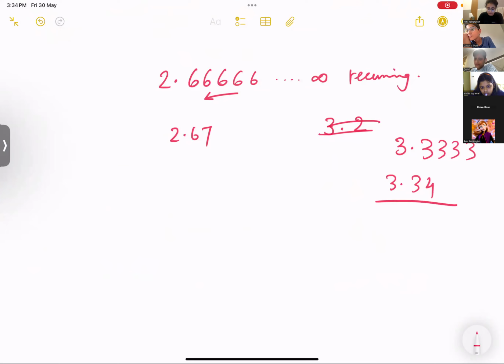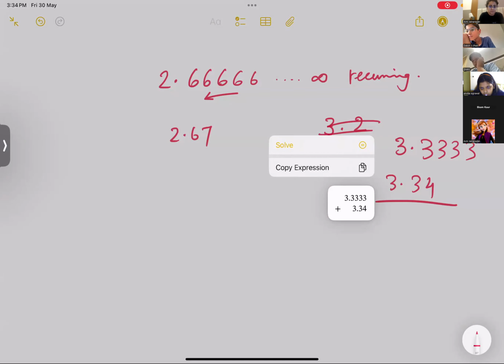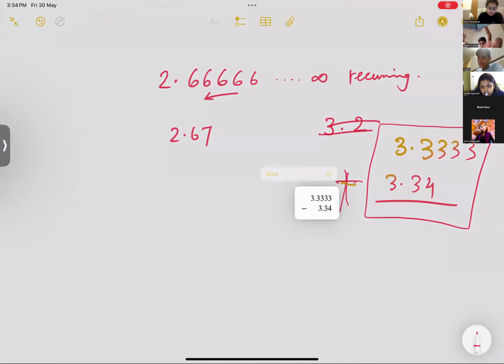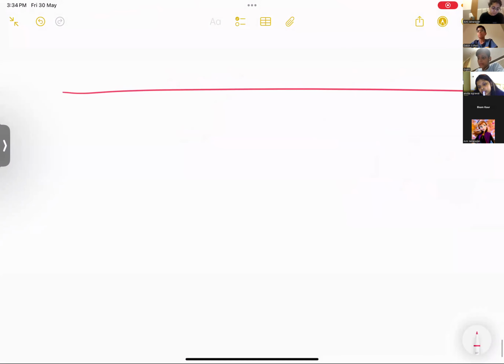See, here also it came. This is Google giving me the answer. Just a second. Can you see? 3.3333, 3.34, they are trying to round them. If I write it, automatically the computer thinks it is plus. Okay. Let us take another equation and I want you to solve this equation. Okay?